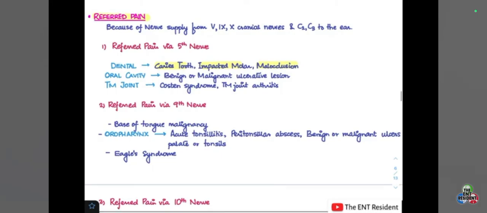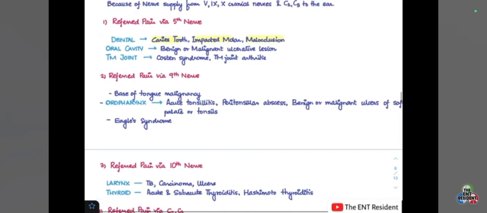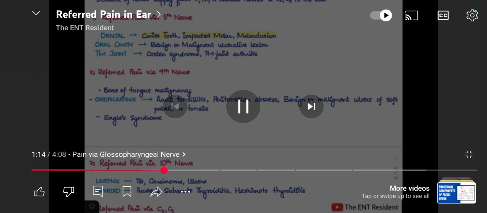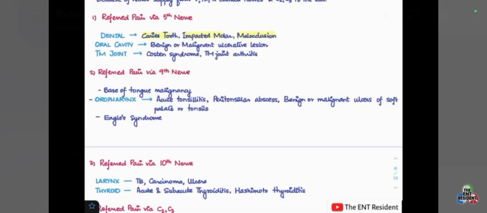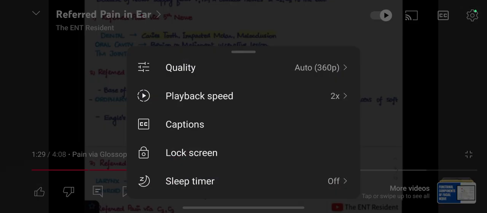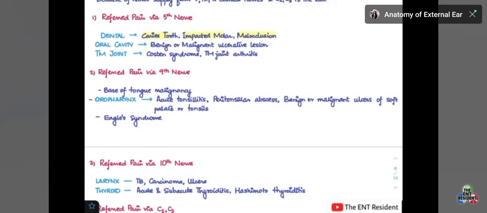Next is referred pain via the 9th cranial nerve. Now the 9th cranial nerve supplies the base of the tongue as well. So in case of base of tongue malignancy, there can be referred pain in the ear. In oropharyngeal causes like acute tonsillitis, peritonsillar abscess, benign or malignant ulcers of the soft palate or tonsils. It is also seen in Eagle syndrome. Eagle syndrome is basically when there is an elongated styloid process that compresses the 9th cranial nerve and hence causes referred pain to the ear. So these are the causes via the 9th cranial nerve.